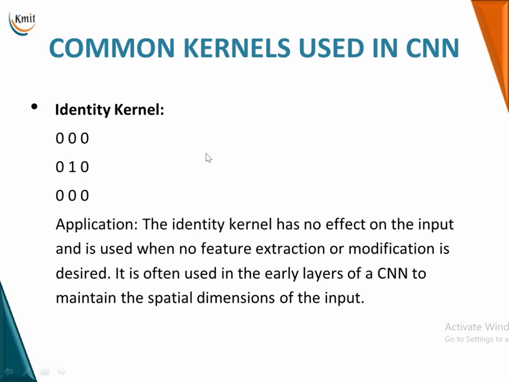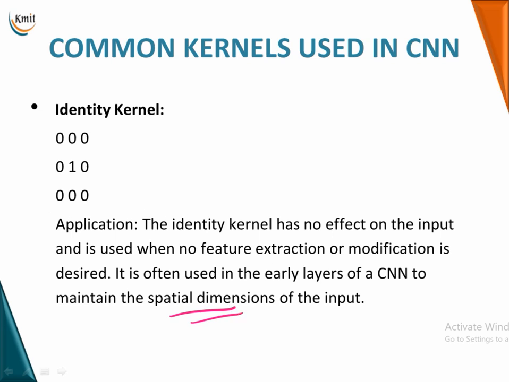Now, what are the common kernels? I'll be quickly briefing you on this. The very first and very important one is the identity kernel. The identity kernel is used when there is no feature extraction, because it has no effect on the input and gives you the same output as the input. It is often used in early layers of a CNN whenever you want to maintain the spatial dimensions of the input. Whenever you don't want to shrink that input down, you will use the identity kernel.